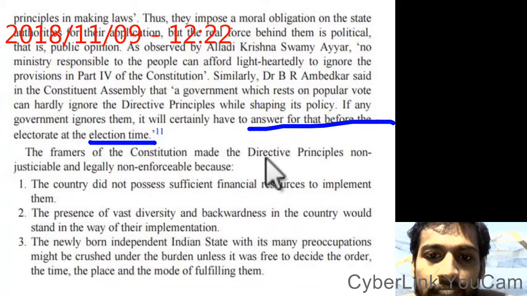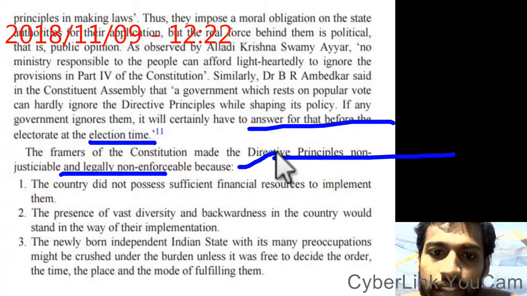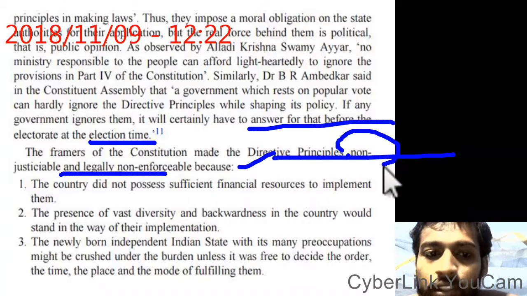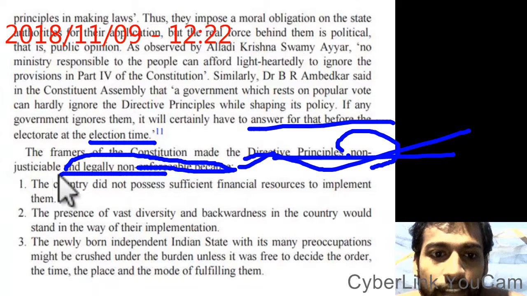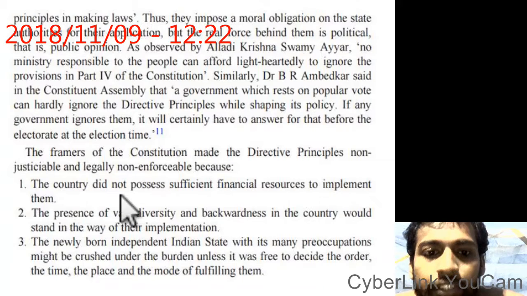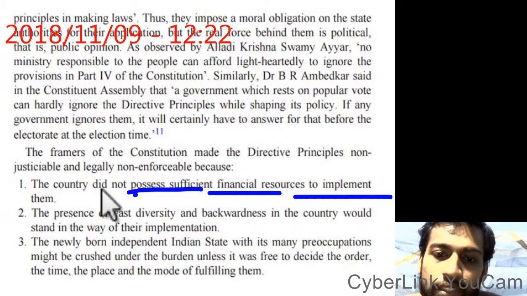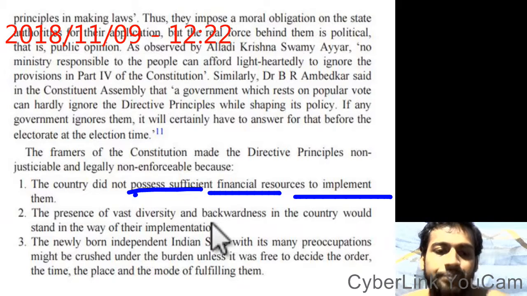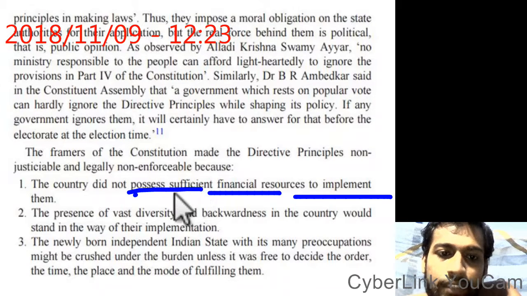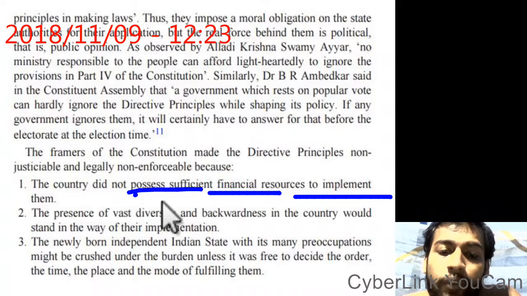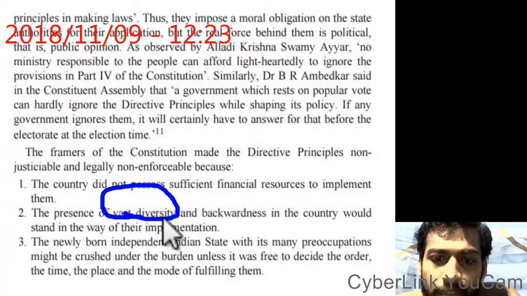The framers of the Constitution made the directive principles non-justiciable and legally non-enforceable because the country did not possess sufficient financial resources to implement them, and because of the presence of vast diversity and backwardness.